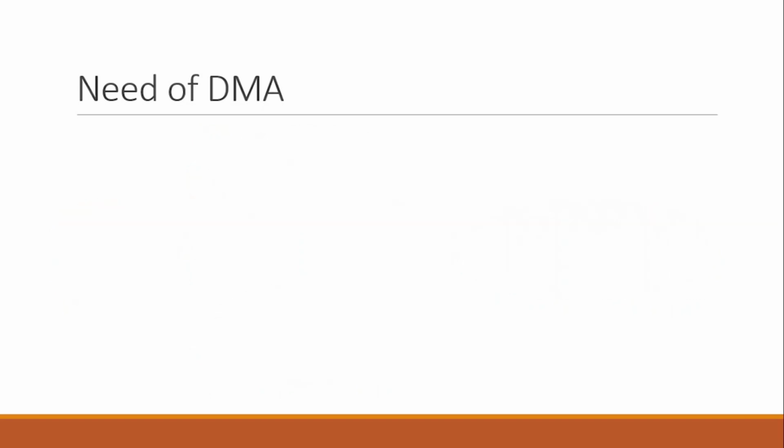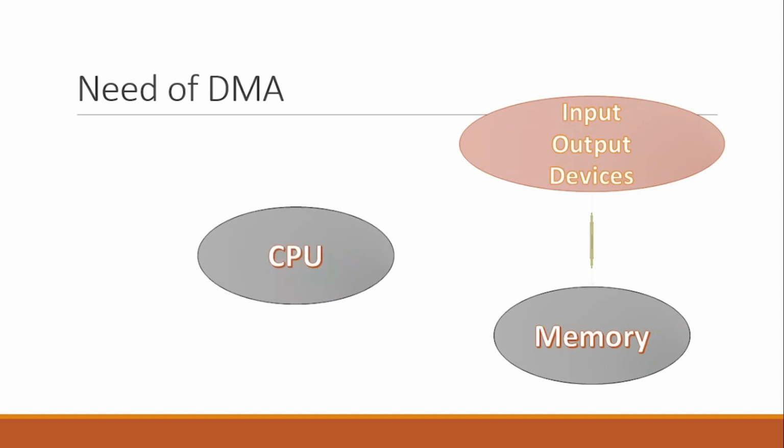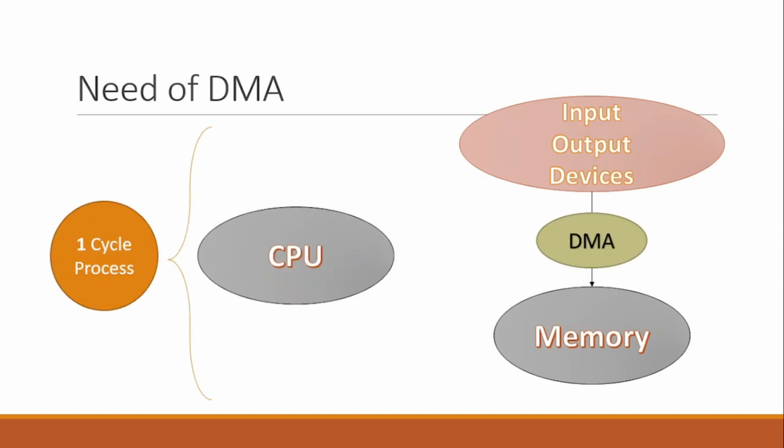Here comes the role of a DMA controller. It will provide direct connection between input-output and the memory without interrupting the CPU. Now we can access memory in only one cycle. This will reduce the time consumption. Hence, this is the need of DMA control.